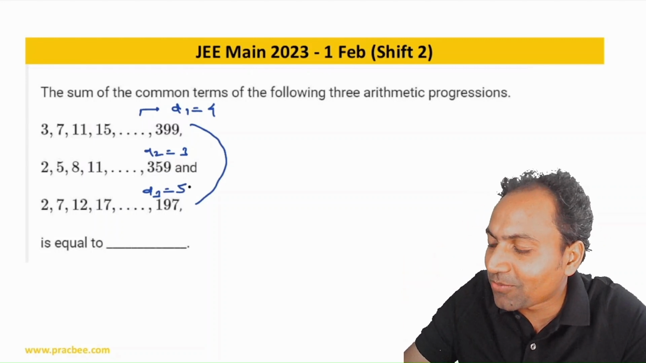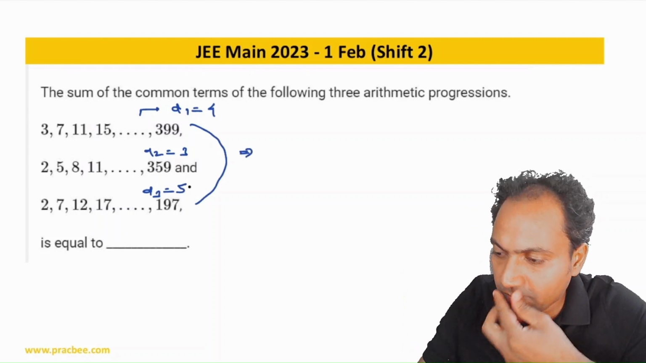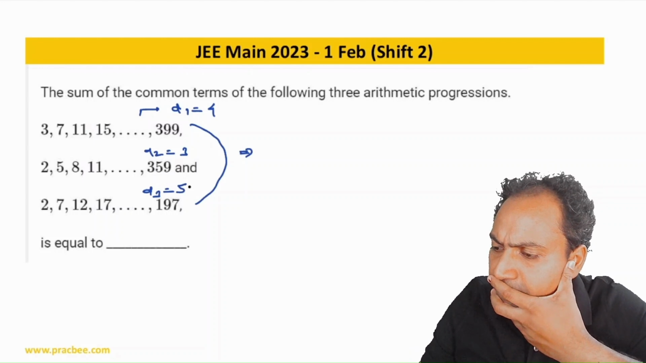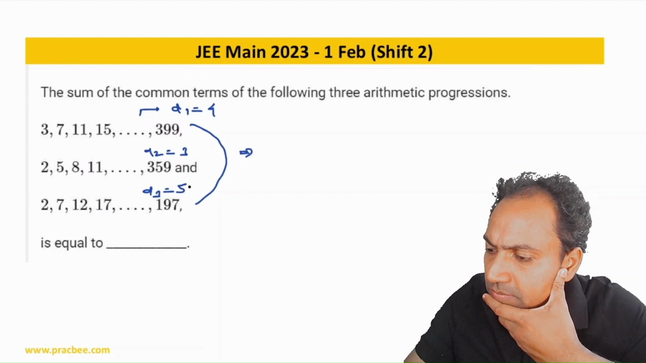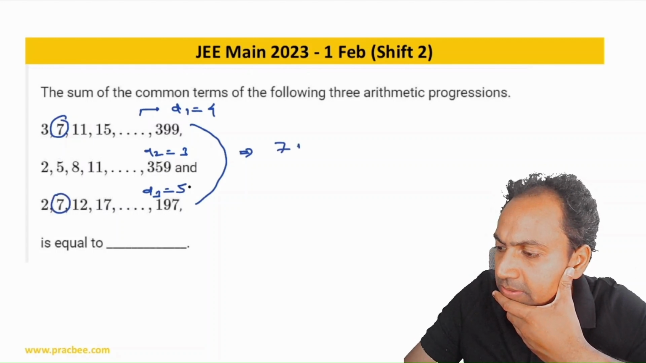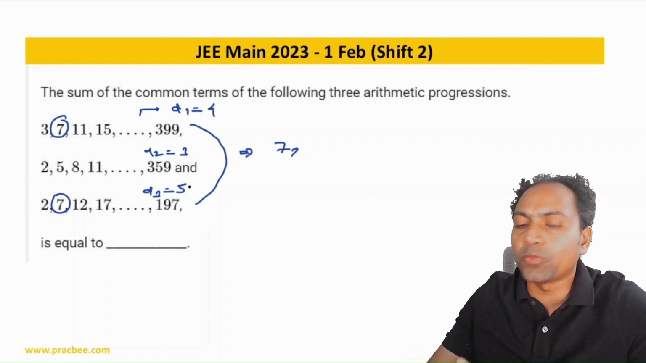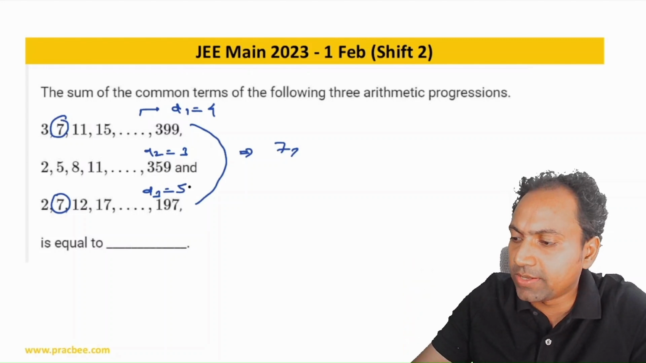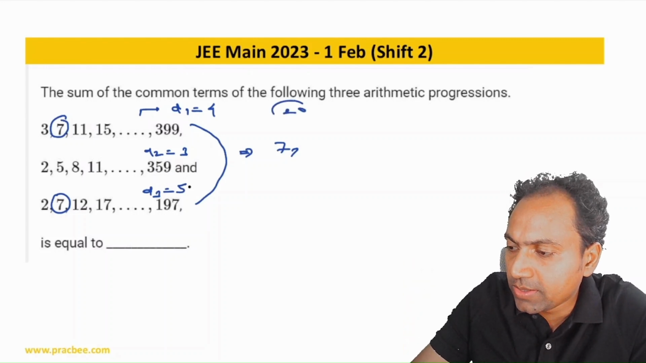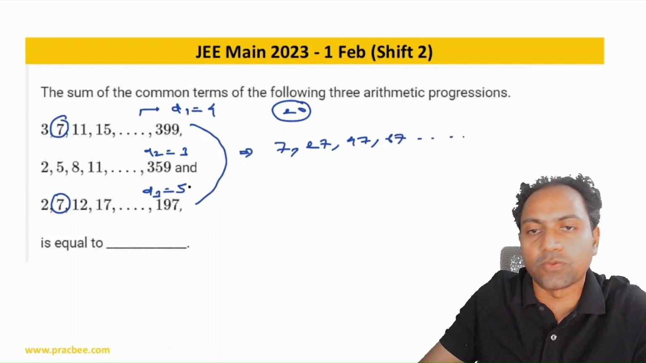So once you do that, what happens is here, if I try and write the terms, here it is also easy to observe the common terms as well, right? So 7 you can easily observe is the first common term. Another thing that you can observe is the common difference. That is going to be the LCM of 4 and 5, that is 20. So if I take that as 20, the next term would be nothing but 27, the next term would be nothing but 47, then 67, so on and so forth.